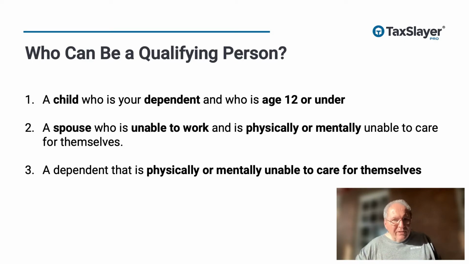Who can be a qualifying person? Well, it has to be your dependent who's age 12 or under. It can be a spouse who's unable to work because they're physically or mentally unable to care for themselves, or it can be a dependent that is older than 12 that is physically or mentally unable to care for themselves. These are just the basic rules of the child and dependent care credit.